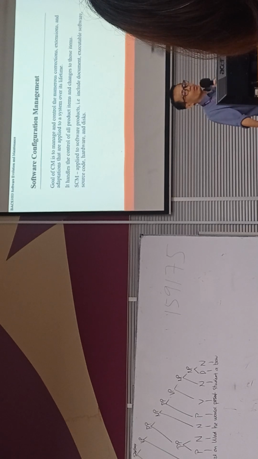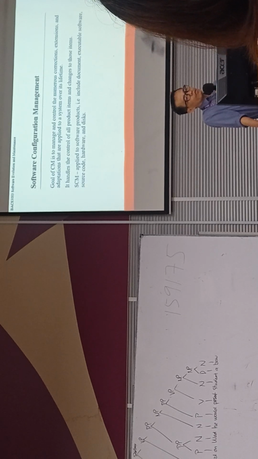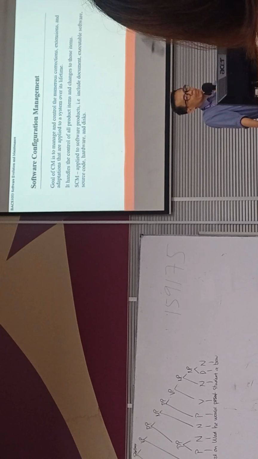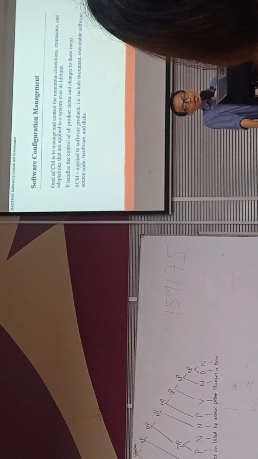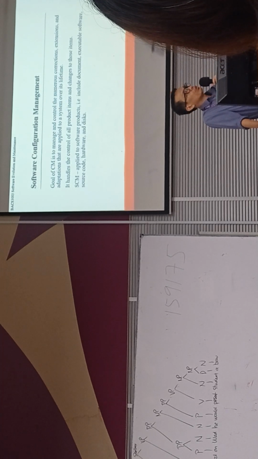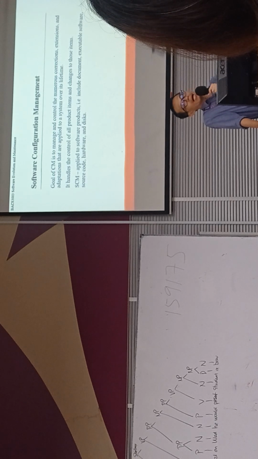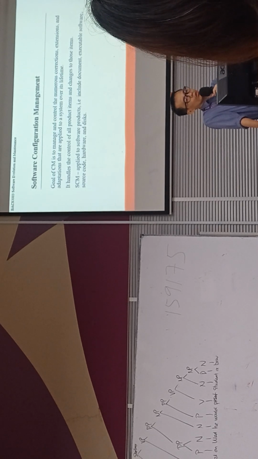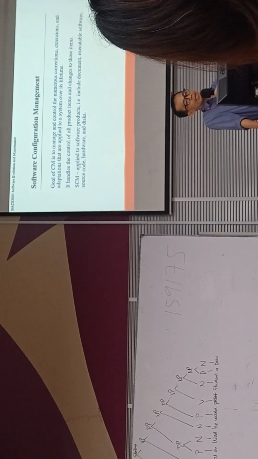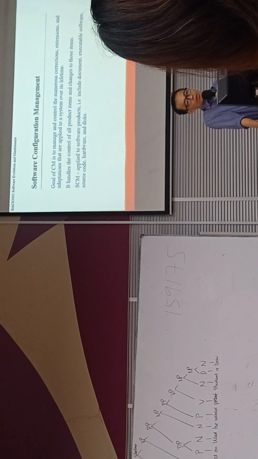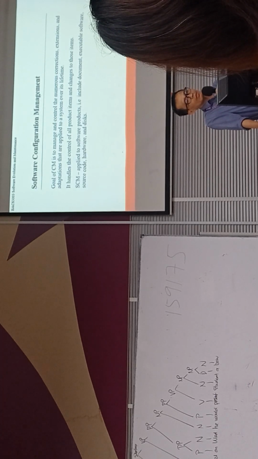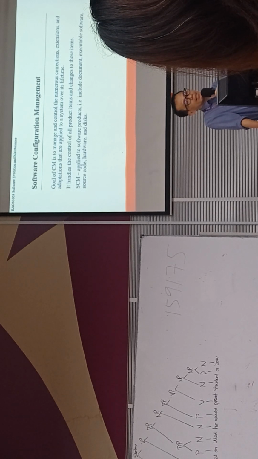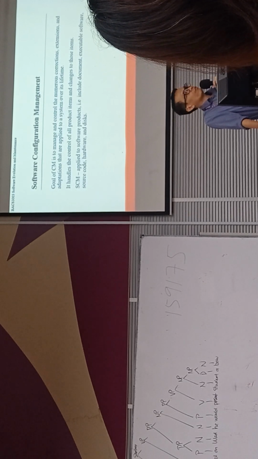Now look at the goal here. The goal of CM is configuration management. Since what we discuss is applied in software, we call it software configuration management, and we also call it SCM. It is to manage and control the numerous corrections, extensions and adaptations. So this one actually is the changes, that are applied to a system over its lifetime.